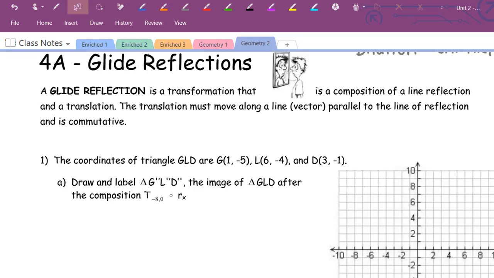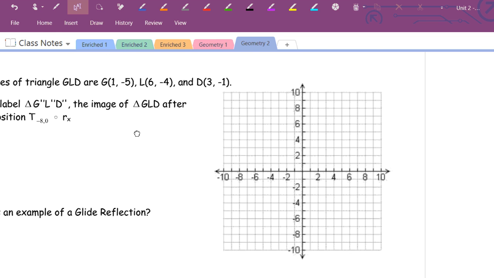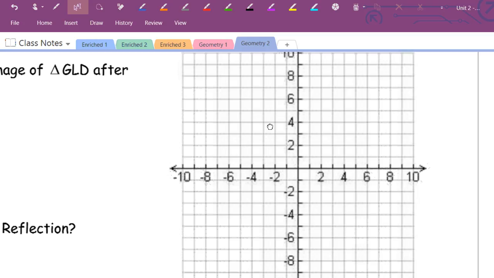So, on your notes, I went to page 23. The coordinates of that triangle are shown. So first thing up, go in and sketch out triangle GLD. We're going to do these all the way out. You need some sort of straight edge. You can use the side of your calculator if you need it.